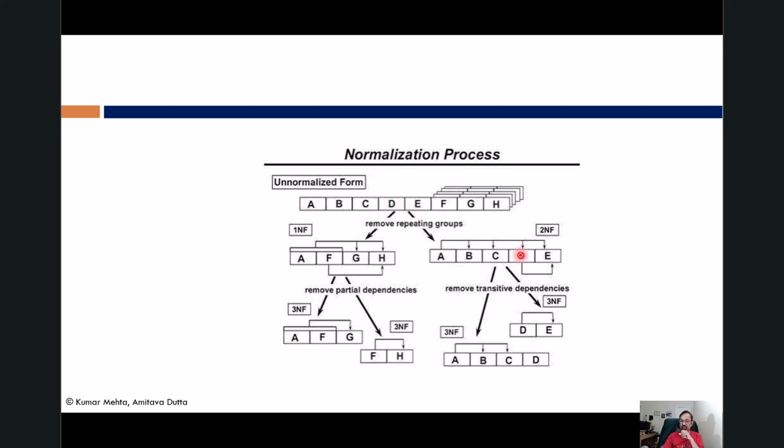So I have these remaining columns. So now, starting with these repeating groups, I now have these 2 tables that are both in first normal form. How do I proceed from there?